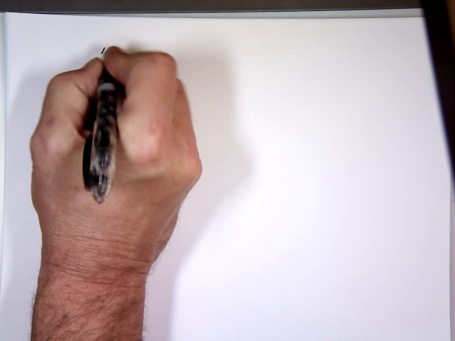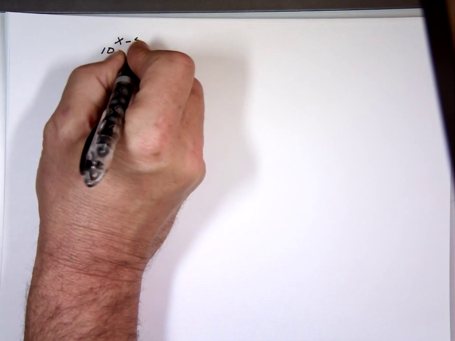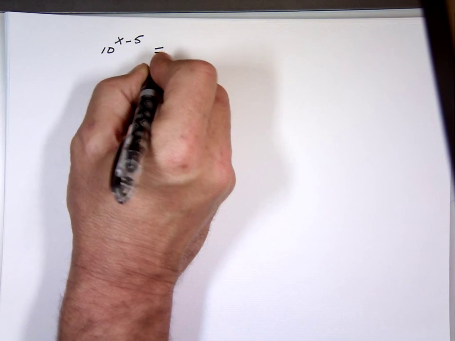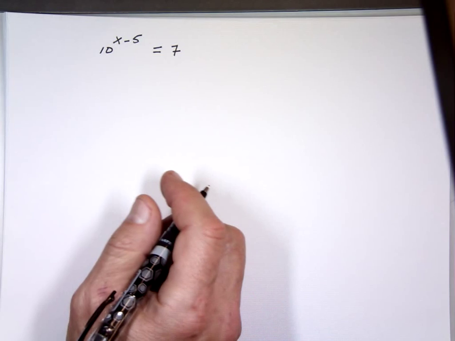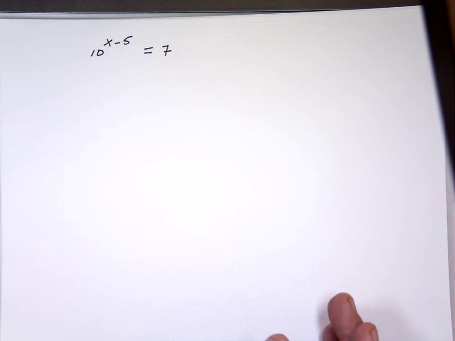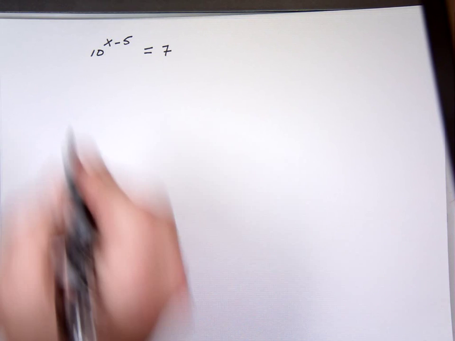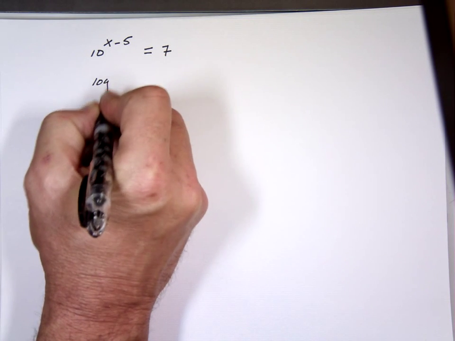Okay. 10 to the power of x minus 5 equals 7. Solve for x. I made that up. It's not in the book. I couldn't find anything in the book yet. So what can I do? Yep, the log of both sides.